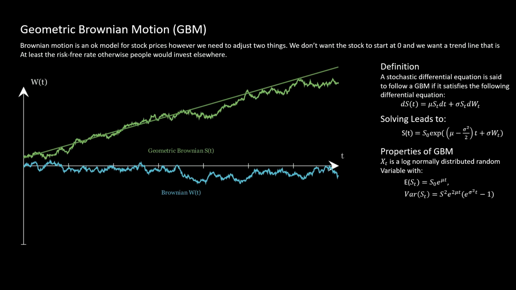So, properties of a geometric Brownian motion. Geometric Brownian motion is log-normally distributed and has the following expected value and variance.